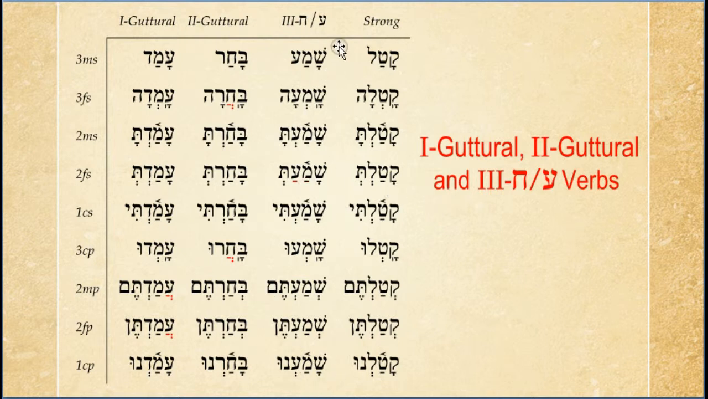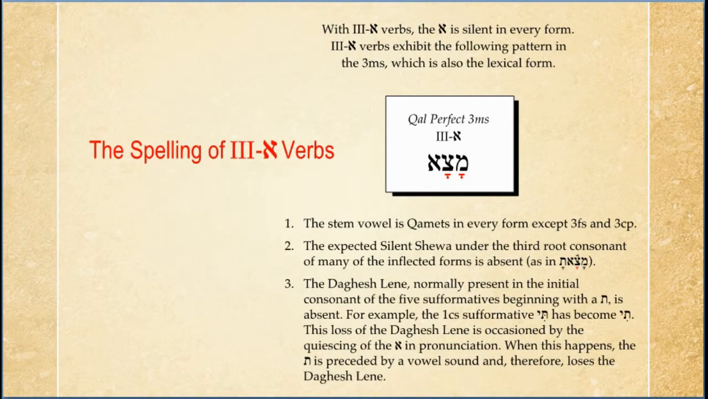So now you know that in the third position hey and the third position ayin, the only form that is going to change is the second person feminine singular, where there is a vocal shva. Instead of katalt, you would have that patach over there: shama'at. So that's something to hold on to. You can see how knowing the strong paradigm now makes studying these rules a lot easier.